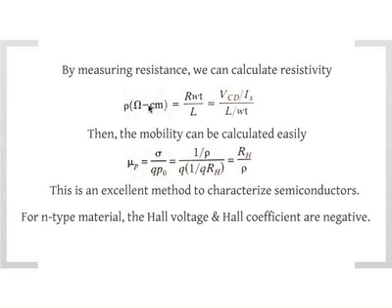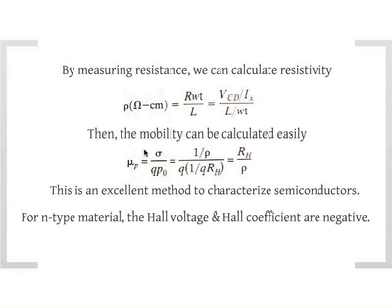We can calculate resistivity as R times area divided by L. Okay, and of course that's equal to the voltage divided by current times L over Wt. It just comes from resistance being voltage over current. Wt just goes to the bottom.